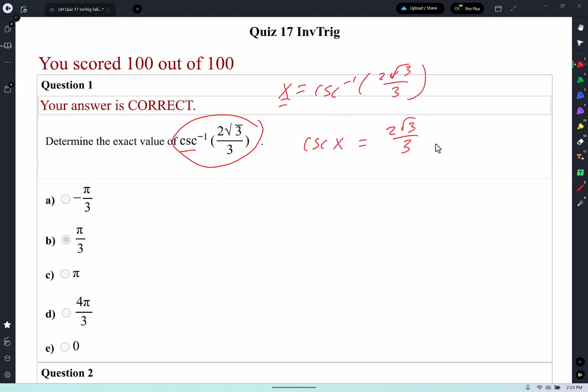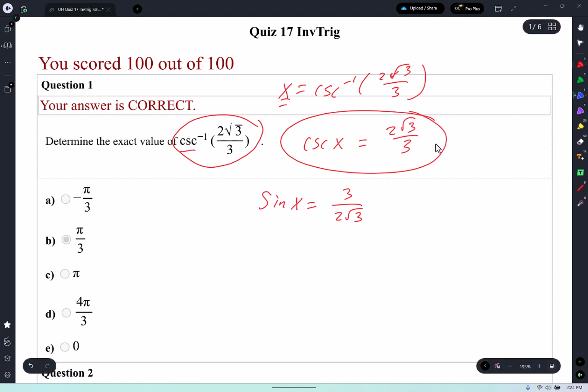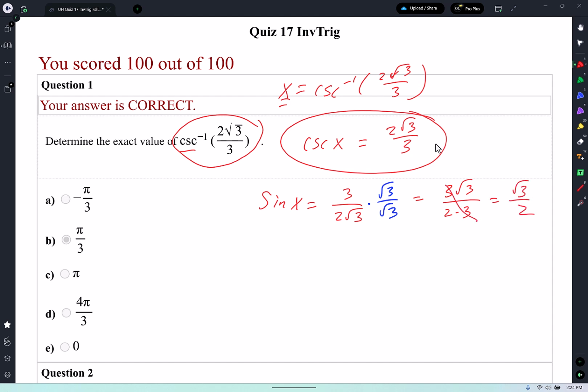And I guess I should have written y, but it doesn't matter. Y, x, theta, whatever. So what I would have done is take the reciprocal of cosecant. The reciprocal of cosecant is sine. So I would write sine x equals 3 over 2 square root of 3. And I know what you're thinking. You're looking at it like, I don't recognize that at all. Well, let's multiply this by square root of 3 over square root of 3, and look what you get. 3 square root of 3 over 2 times 3. The 3's cancel out. Do you recognize it now? It's square root of 3 over 2.